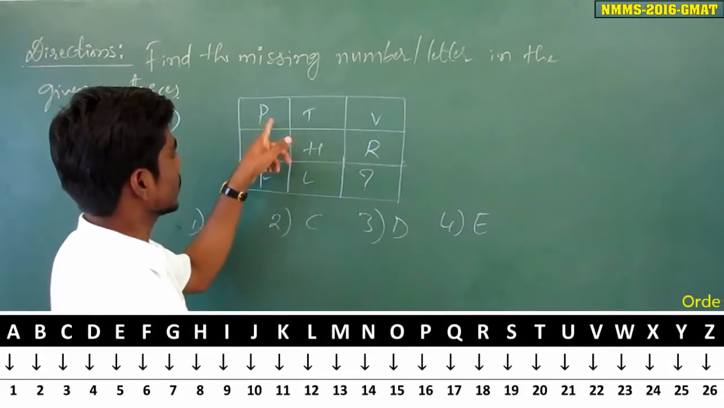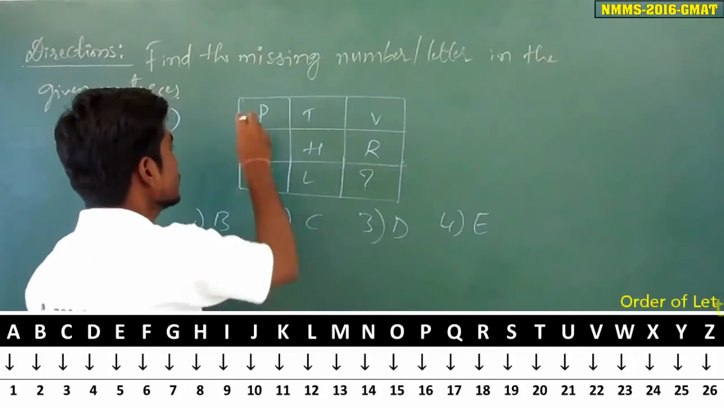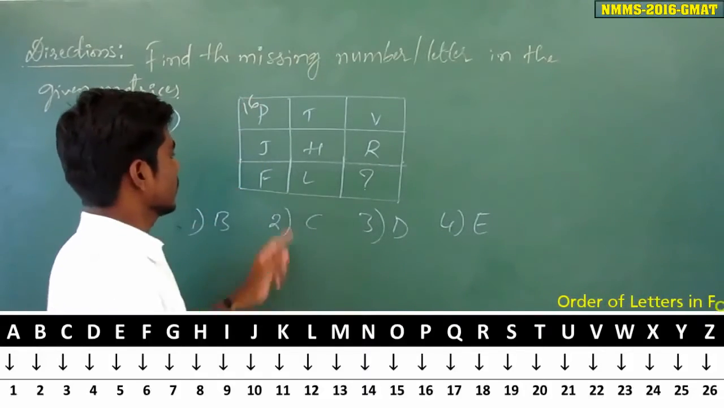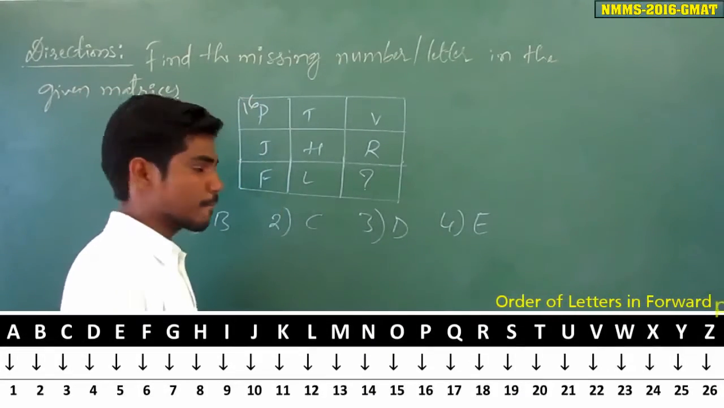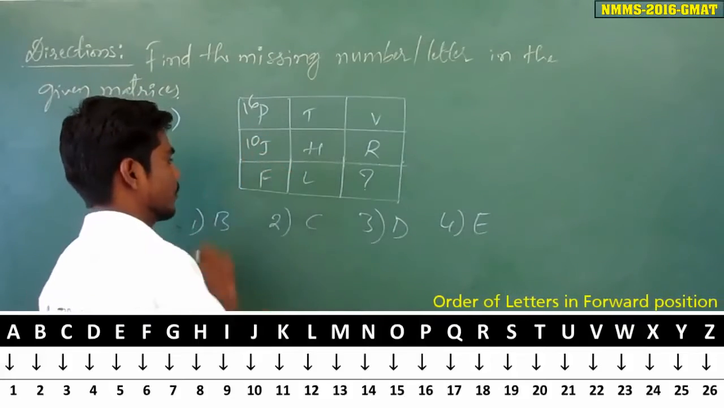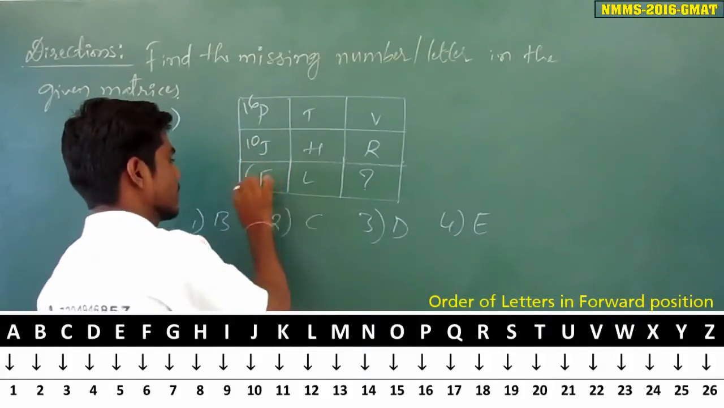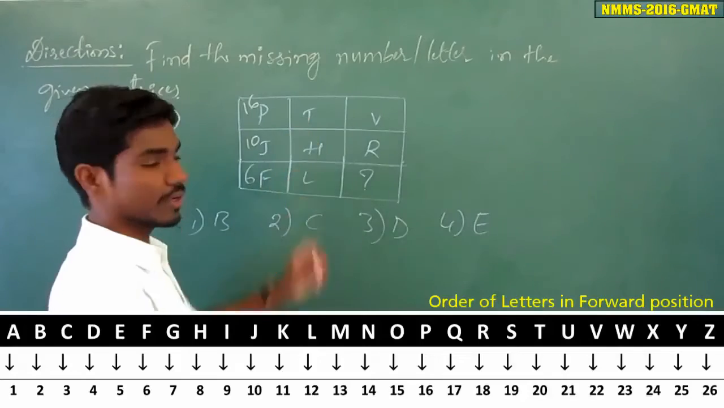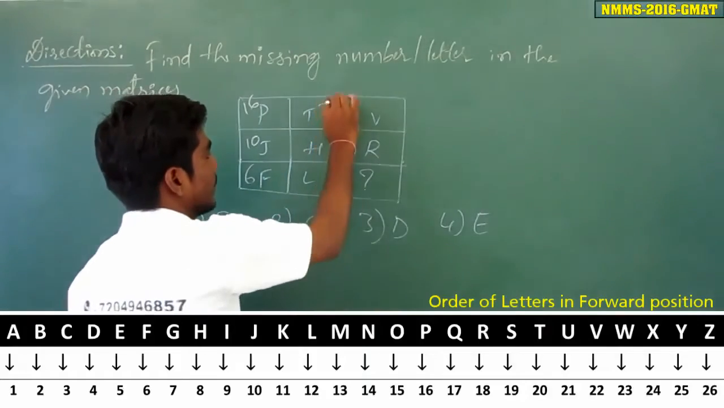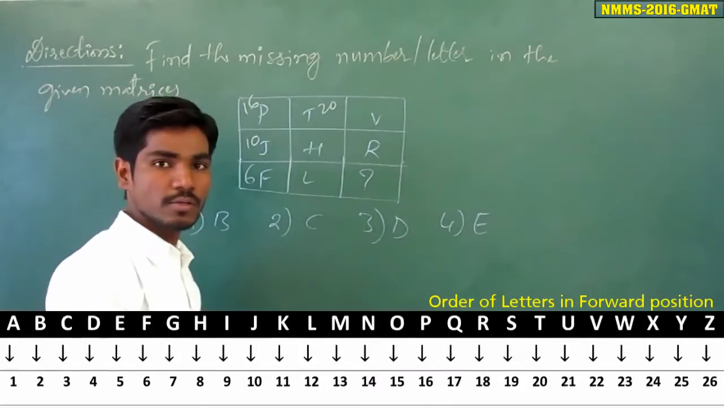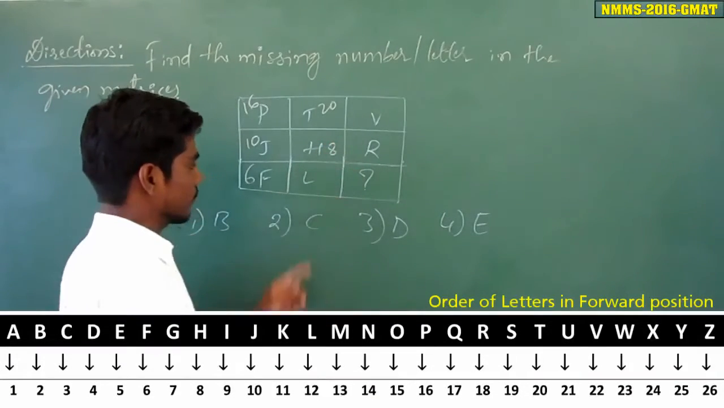Now what is the position of the letter P? Yes, it is 16. The position of J is what? Yes, it is 10. Position of F is what? Of course it is 6. Now what is the position of letter T? Yes, it is 20. The position of H is what? It is 8. The position of L is what? It is 12.